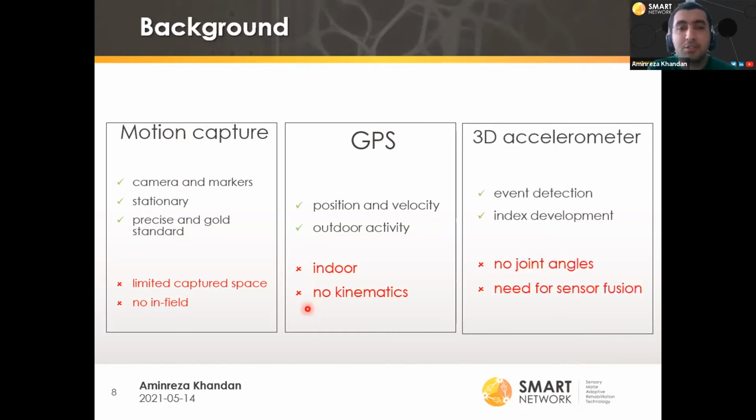The other option is the 3D accelerometer. It's good for event detection, and you can develop some performance indices based on the accelerometer data. But if you want to find joint angles, or spatial parameters, you need another sensor like a gyroscope fused with this accelerometer. So as a result, the inertial sensor, which is a combination of accelerometer and gyroscope, is the preferred choice in this case.